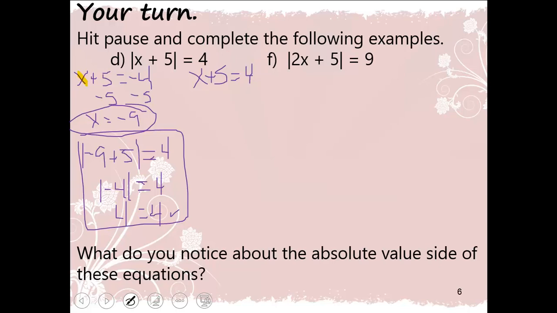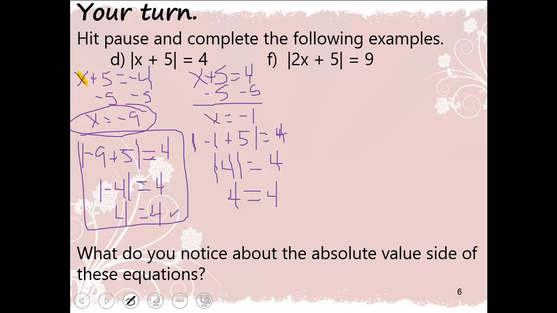Okay, I'm going to subtract 5 over here. And I get x is equal to -1. And then to check it, I would plug -1 into my original absolute value expression, and I get absolute value 4 is equal to 4, and I would get 4 equals 4. Okay, and it checks. All right, but here's your solution.